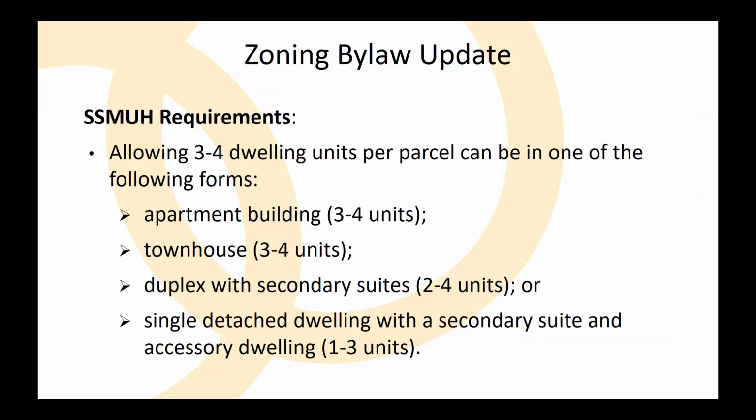So it's being recommended that the allowances be for either an apartment building where there could be 3 to 4 units, townhouses where there can be 3 to 4 units, duplexes with an allowance for secondary suites, which would allow for the property to meet that 3 to 4 units again, or similarly single detached dwellings with secondary suites and accessory dwelling units as permitted uses and density. Obviously, you're not going to get to 4 units in those situations, but you can easily get to 3 units.